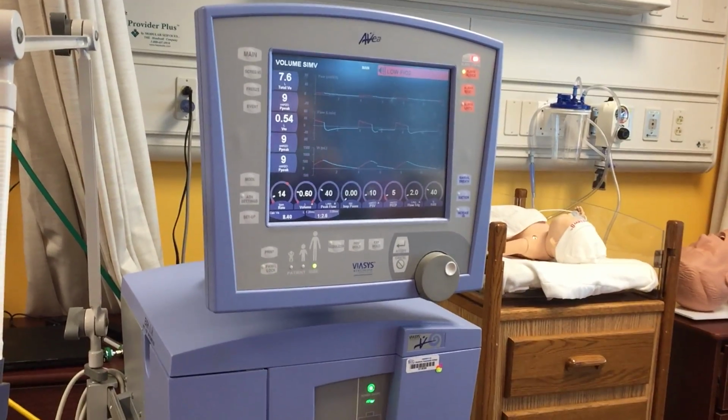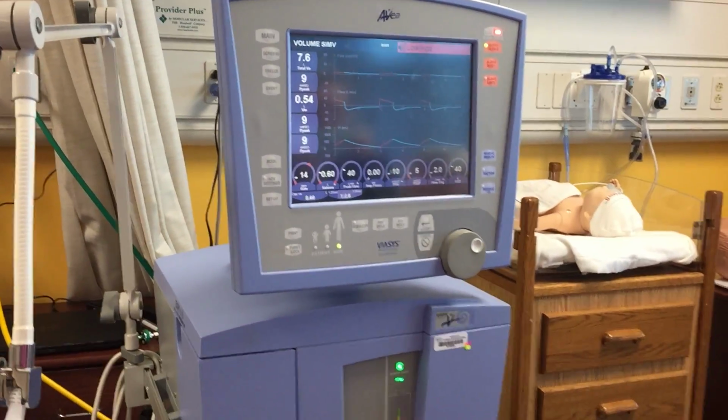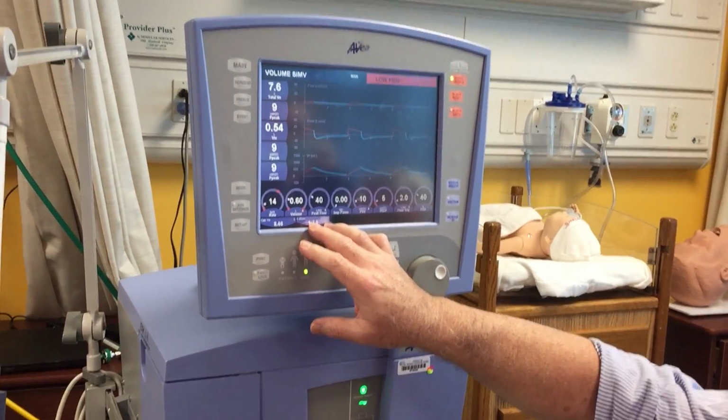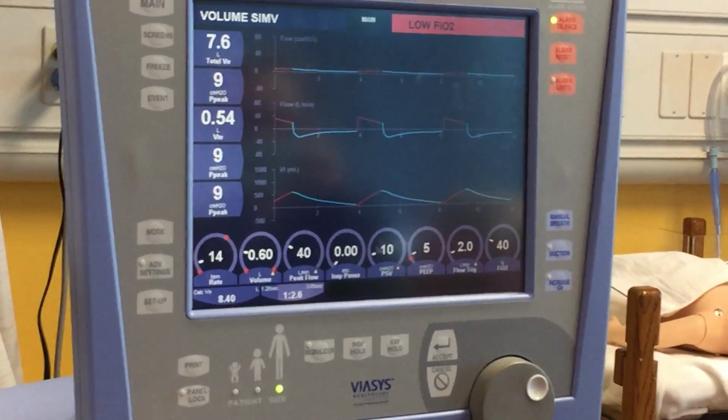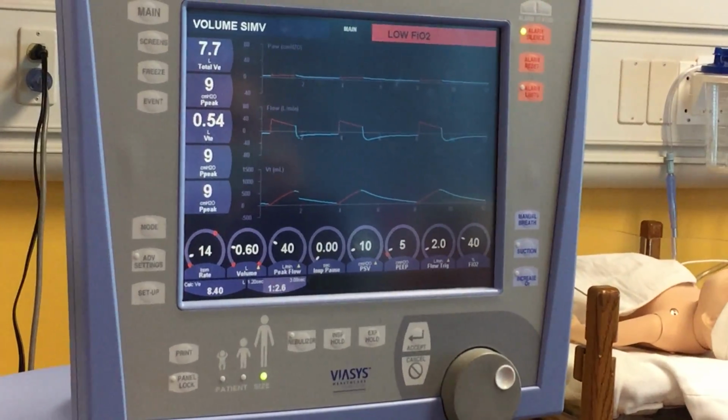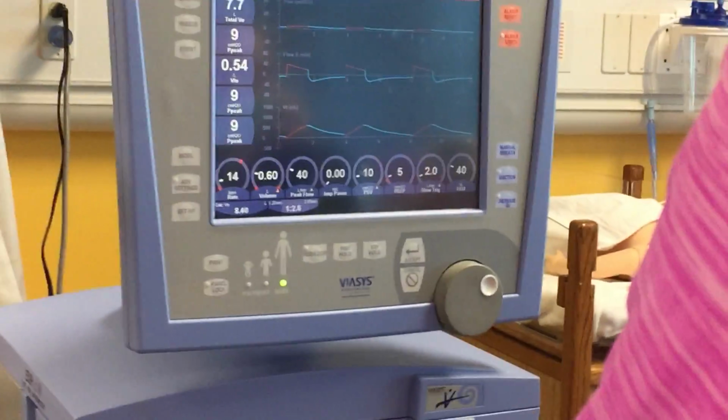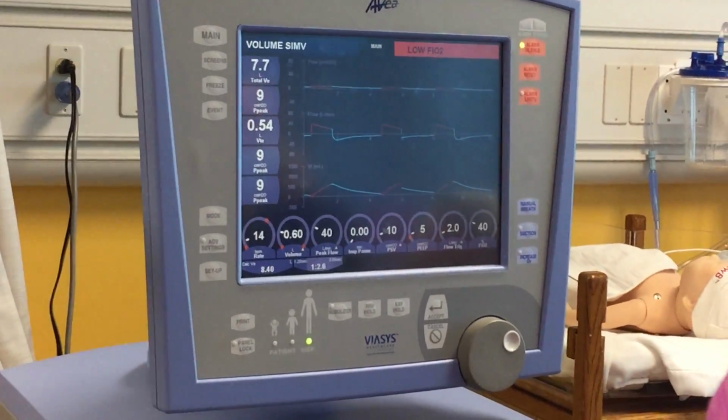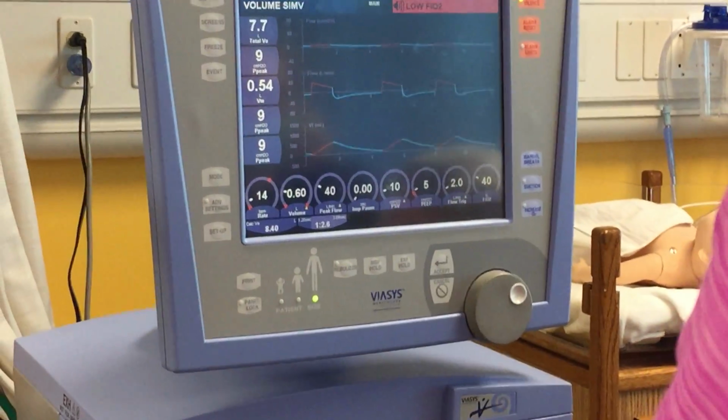And that's going to tell me how much time I have for each breath. Okay, this is my volume, tidal volume. Peak flow. Peak flow tells me how fast this breath is being delivered. Okay, so let's look at this test lung here just real quick.